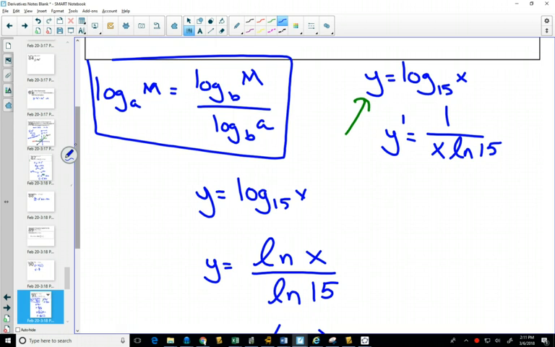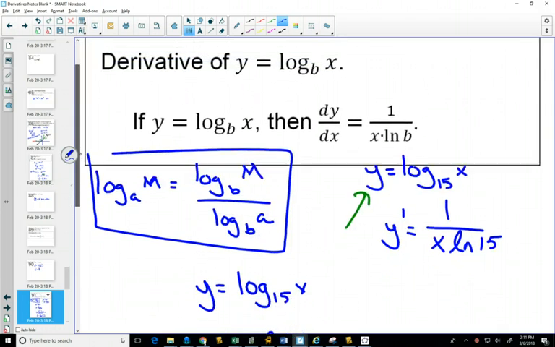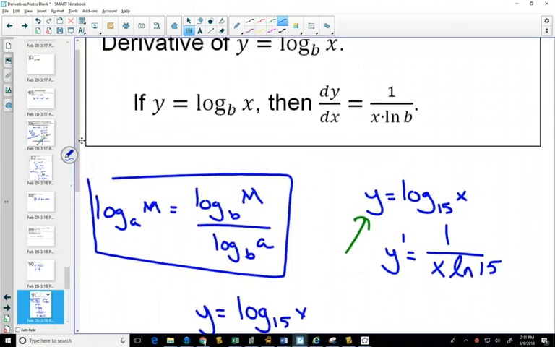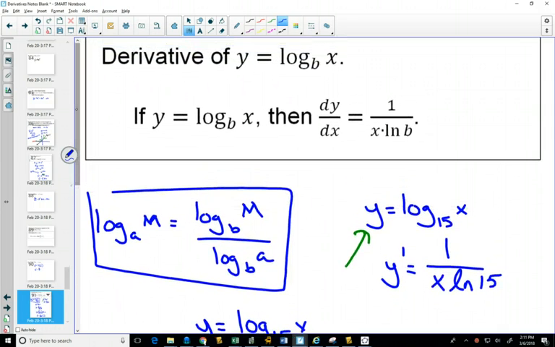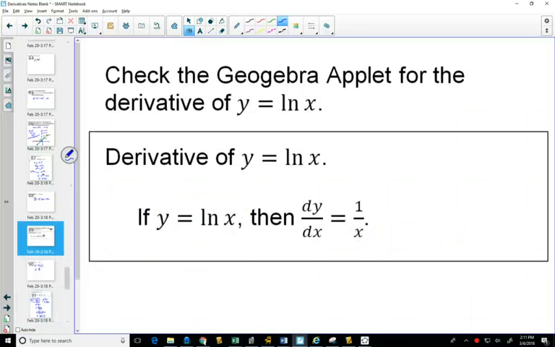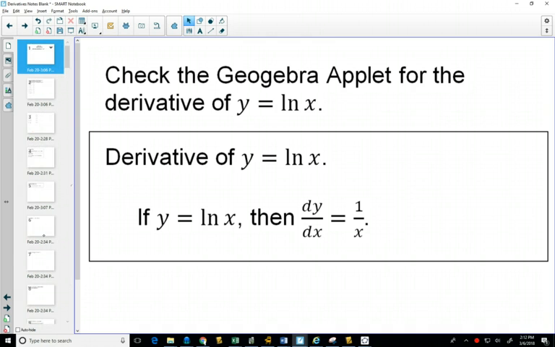So changing the base is just based on these two ideas. That the derivative of the natural log is 1 over x. The derivative of e to the x is e to the x. And from that, we can now do any log base or any base of an exponential function.